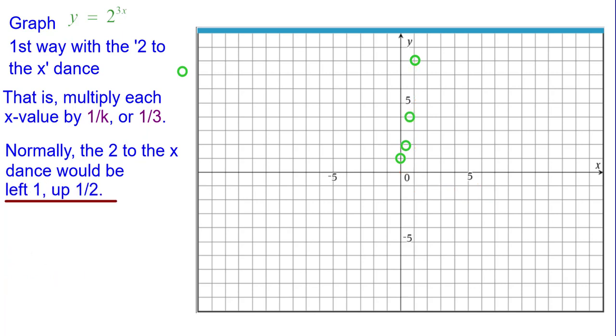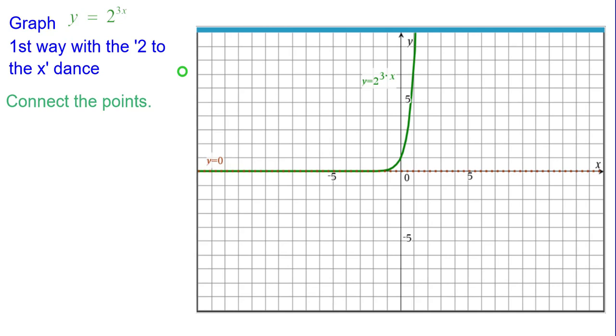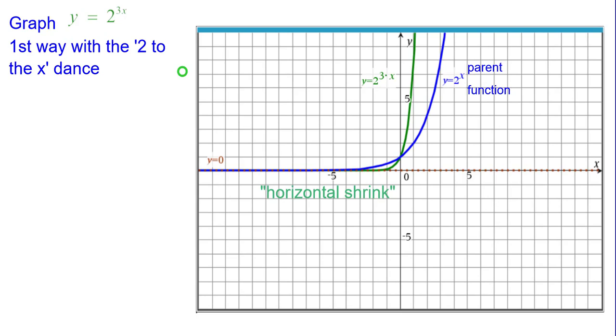And then going the other direction, normally left 1, up a half becomes left a third, up a half. Left 2/3, up a fourth. Draw the asymptote. That would be the x-axis, or the line y equals 0. Connect the points. And this is our graph y equals 2 to the 3x power. Comparing that to the parent function, you can see that it is a horizontal shrink from blue to green.